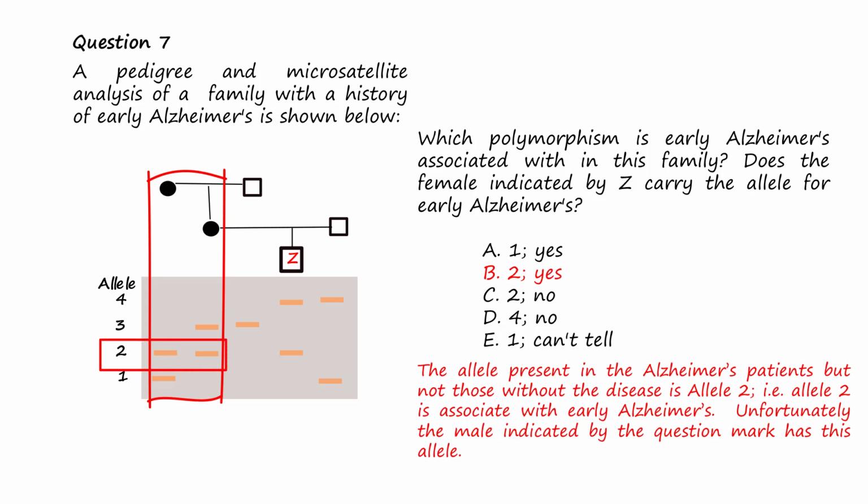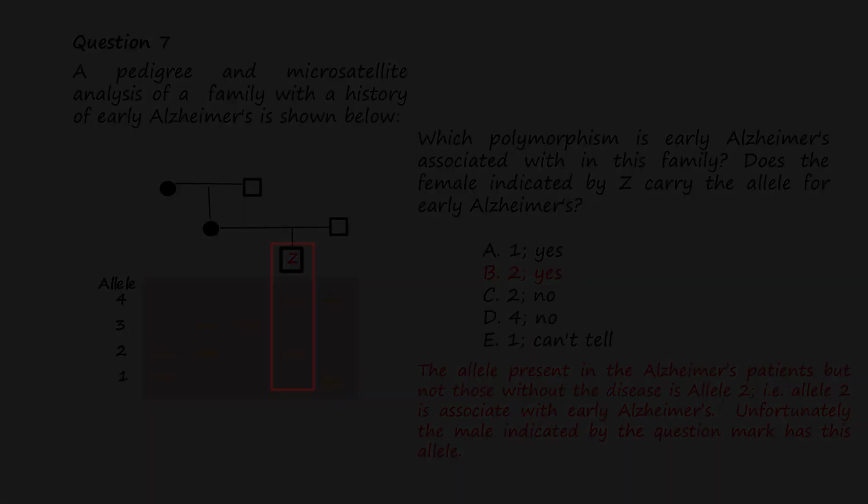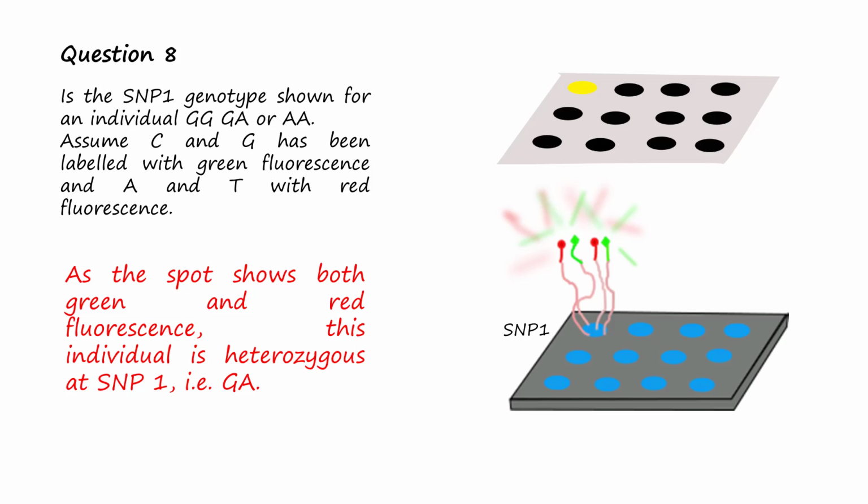That is, allele 2 is associated with early Alzheimer's. Unfortunately, the male indicated by Z has this allele. Question 8. Is the SNP1 genotype shown for an individual? GG, GA, or AA? Assume C and G have been labeled with green fluorescence and A and T with red fluorescence. As the spot shows both green and red fluorescence, this individual is heterozygote at SNP1, that is, the individual has genotype GA. So that's genotyping in brief.